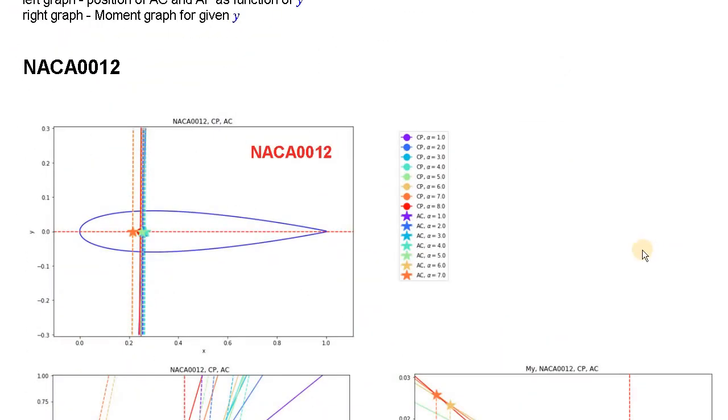Here's the NACA airfoil. And on this graph we have the y-axis instead of the moment axis. So now we have the space along the y position. So you can choose any point above or below this airfoil and you can compute the moment points. On this graph two types of lines are presented. One type is the solid line corresponding to the center of pressure, and the second is the dashed line corresponding to the aerodynamic center.